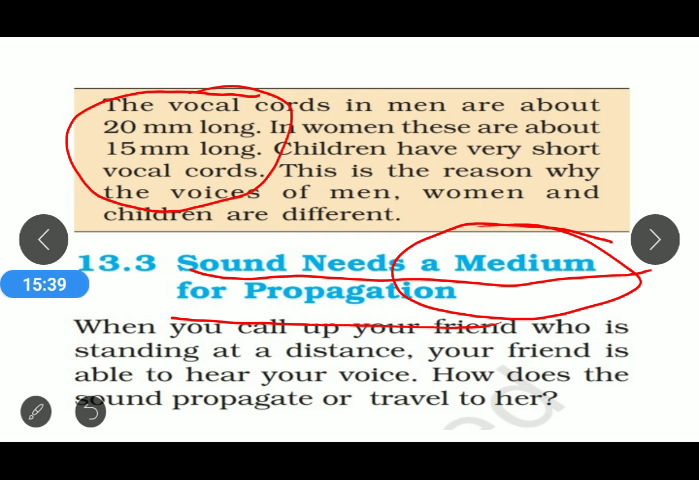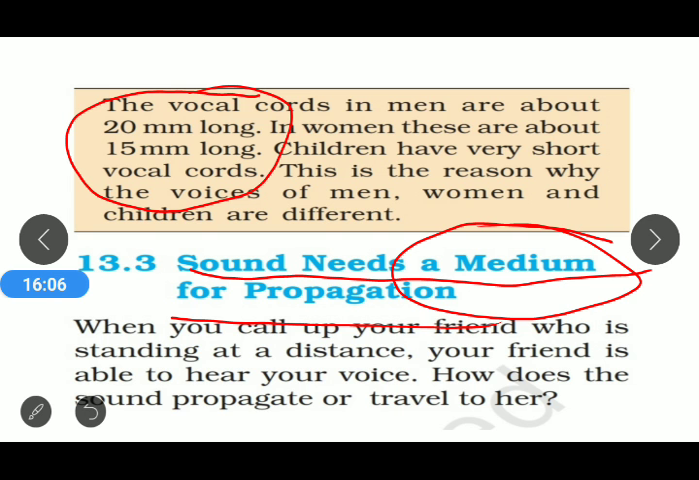First of all, we need to understand whether sound needs a medium or not for propagation. Propagation means for its movement or for traveling. That's why the word propagation is used. The word propagation is always used for waves, different types of waves. When they are in motion or when they are moving, they are said to be in propagation.